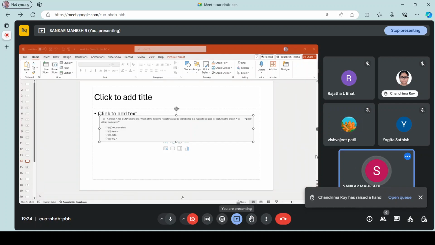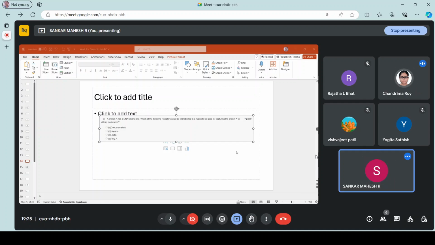Okay, fine. Yeah, Chandrima. Sir, another incorrect option is concanavalin A. What is that? It is also a lectin. Okay, so it's also a polysaccharide binding protein. What about Yogita and Rajata?